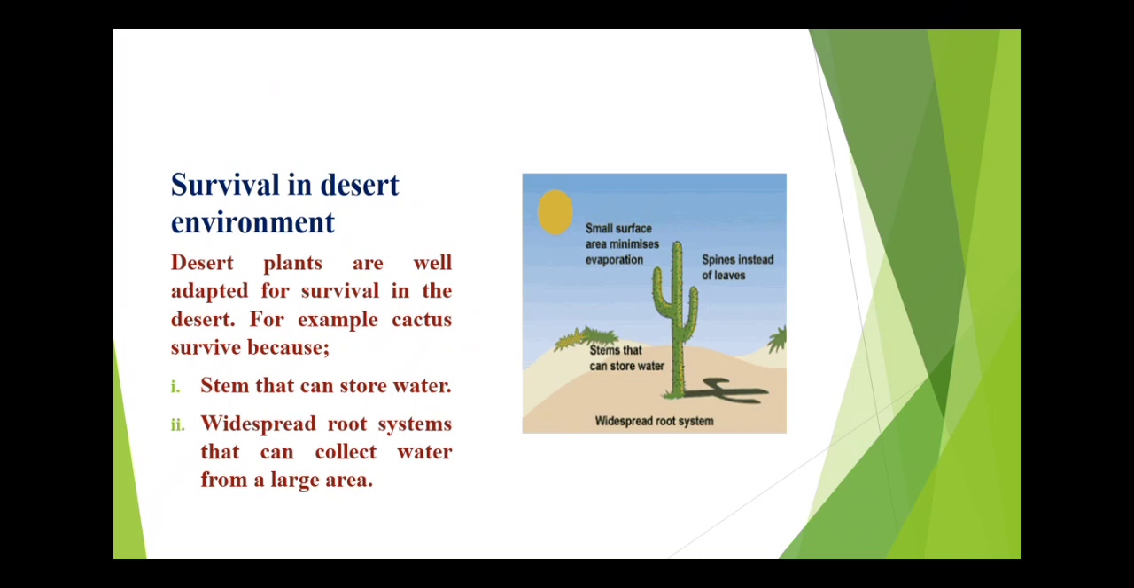That is the example for plants. Desert plants are well adapted for survival in the desert. For example, cactus survive because cactus have some particular characteristics that enable them to survive in the desert. That is stems that can store water, widespread root systems that can collect water from a large area.